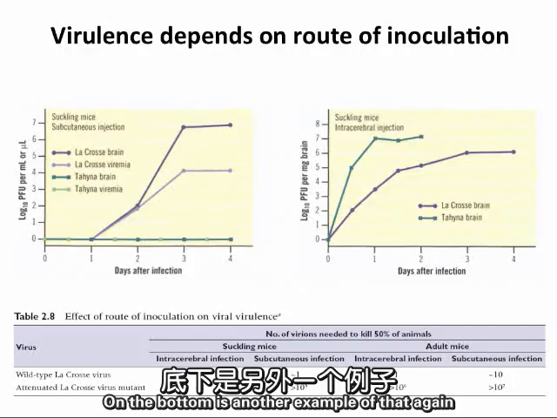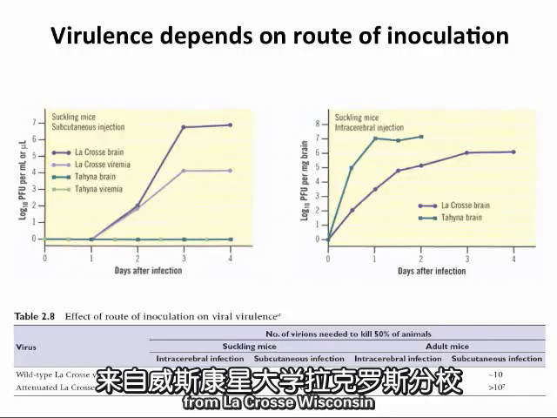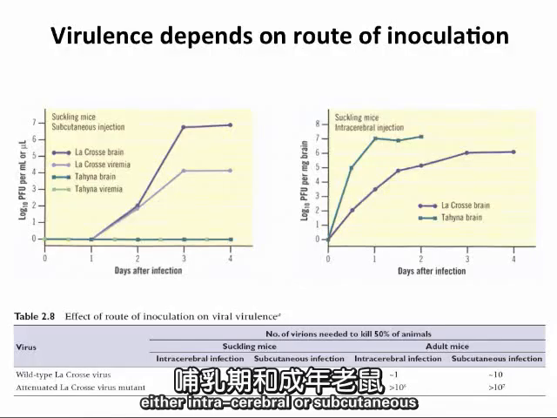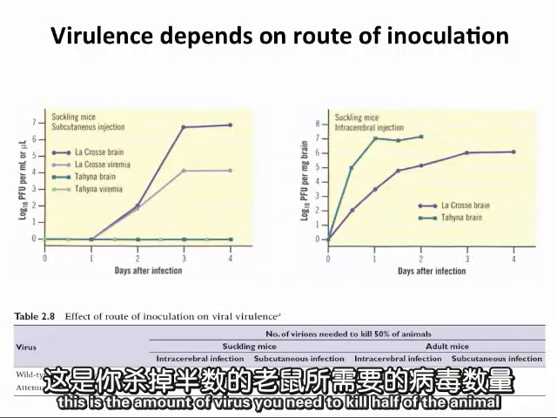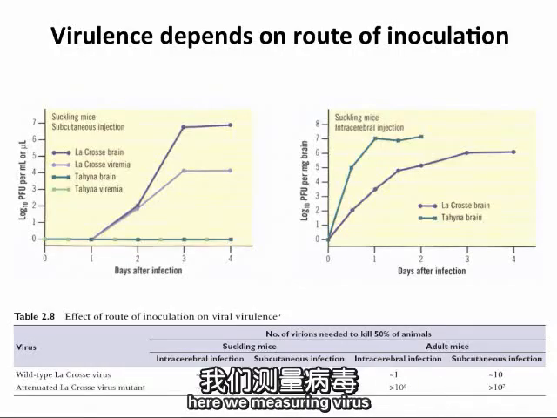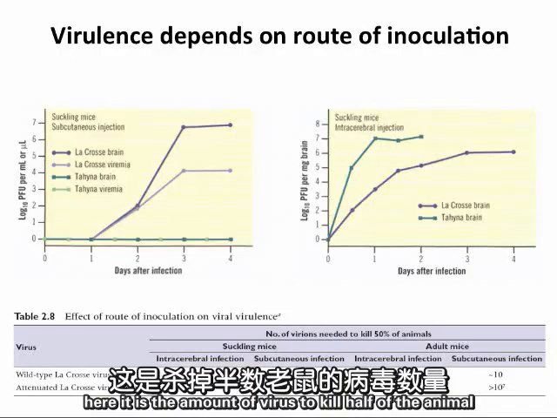Now the bottom is another example of that. Again, another Bunya virus, La Crosse, from La Crosse, Wisconsin. You can see suckling mice and adult mice, either intracerebral or subcutaneous. This is the amount of virus you need to kill half of the animals. So it's another measure of virulence. Here we're measuring virus titers as a measure of virulence. Here it is the amount of virus to kill half the animals.